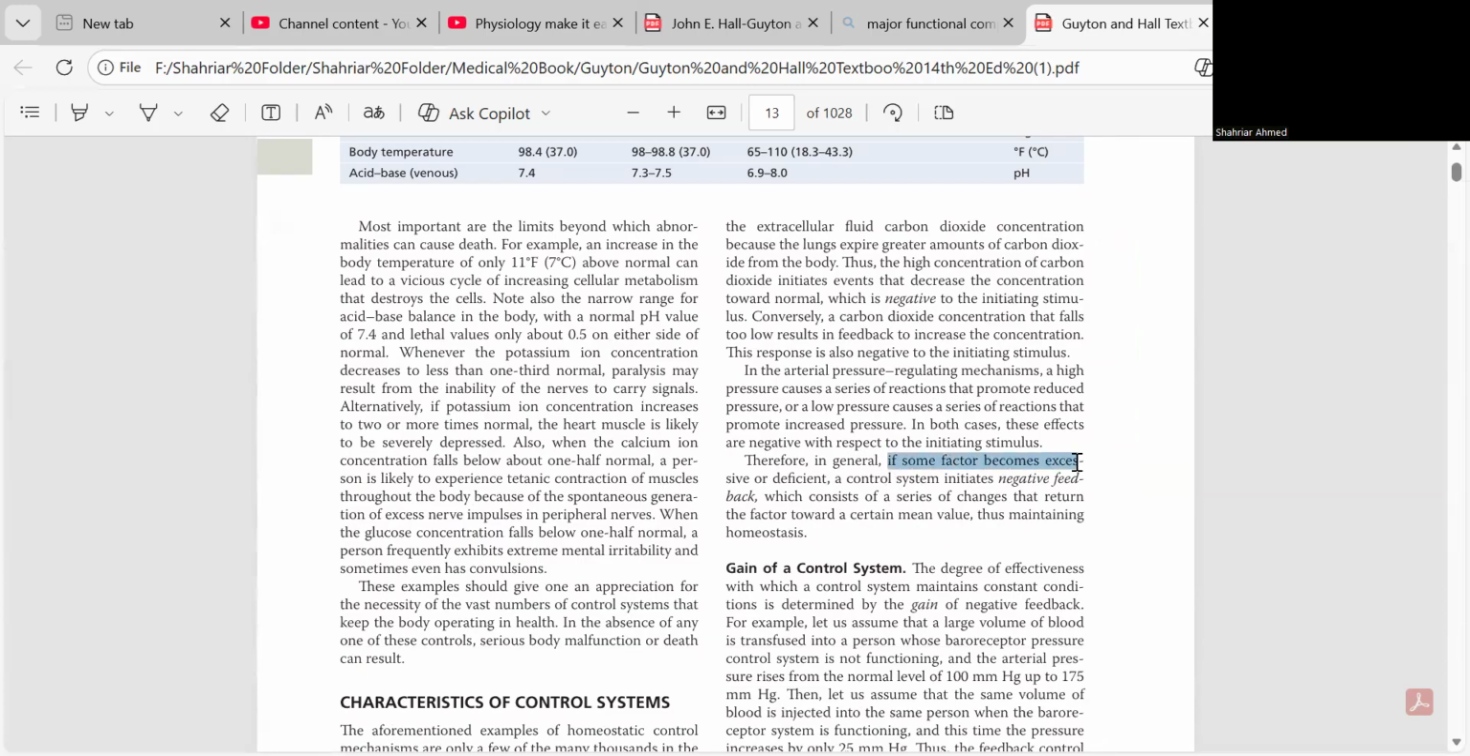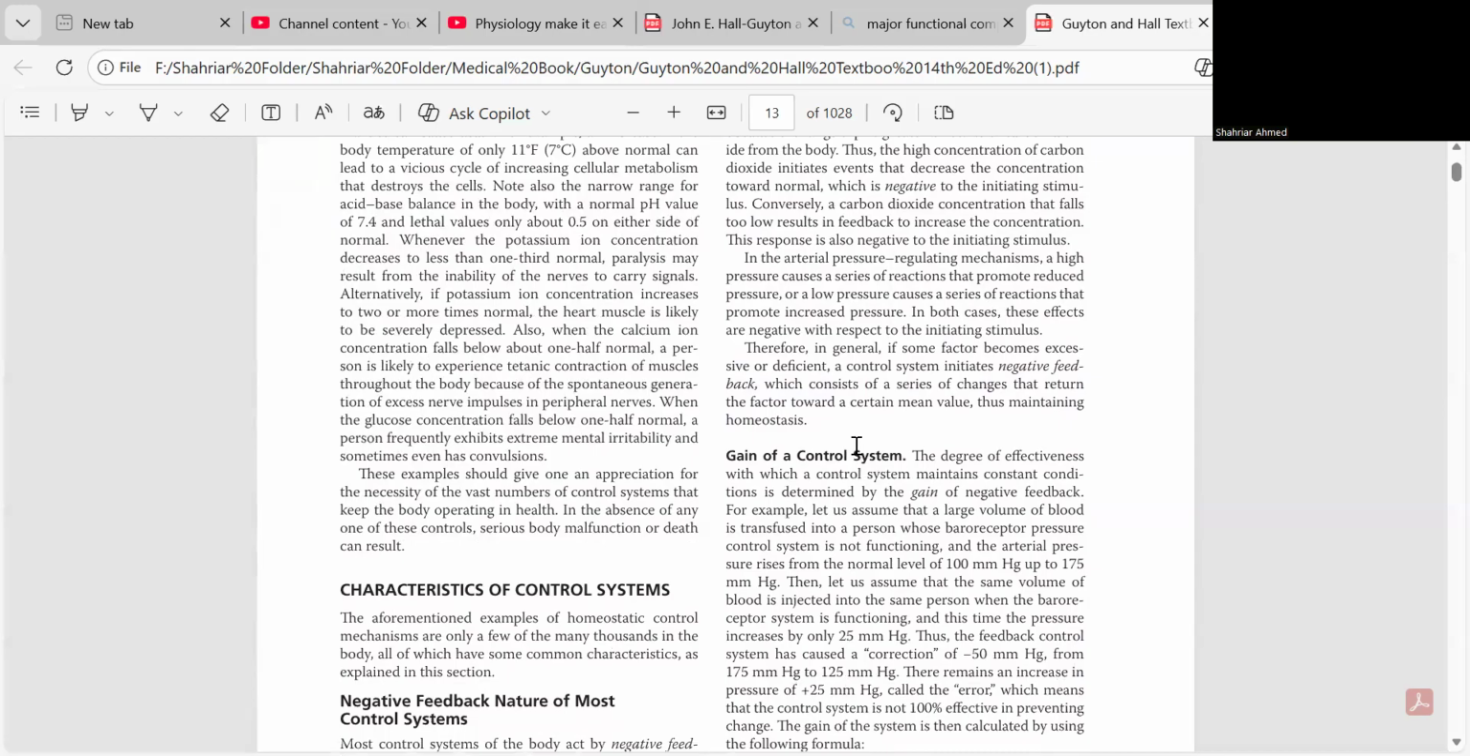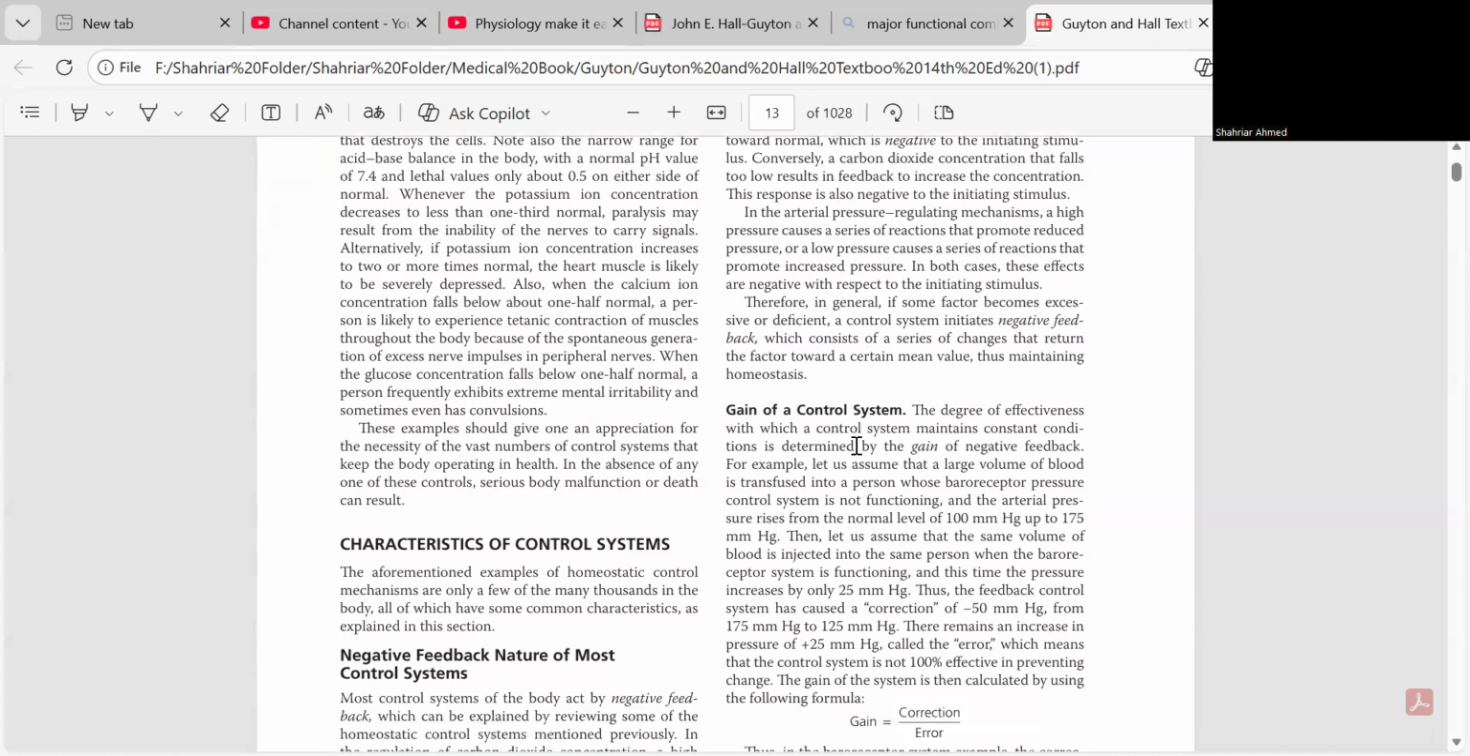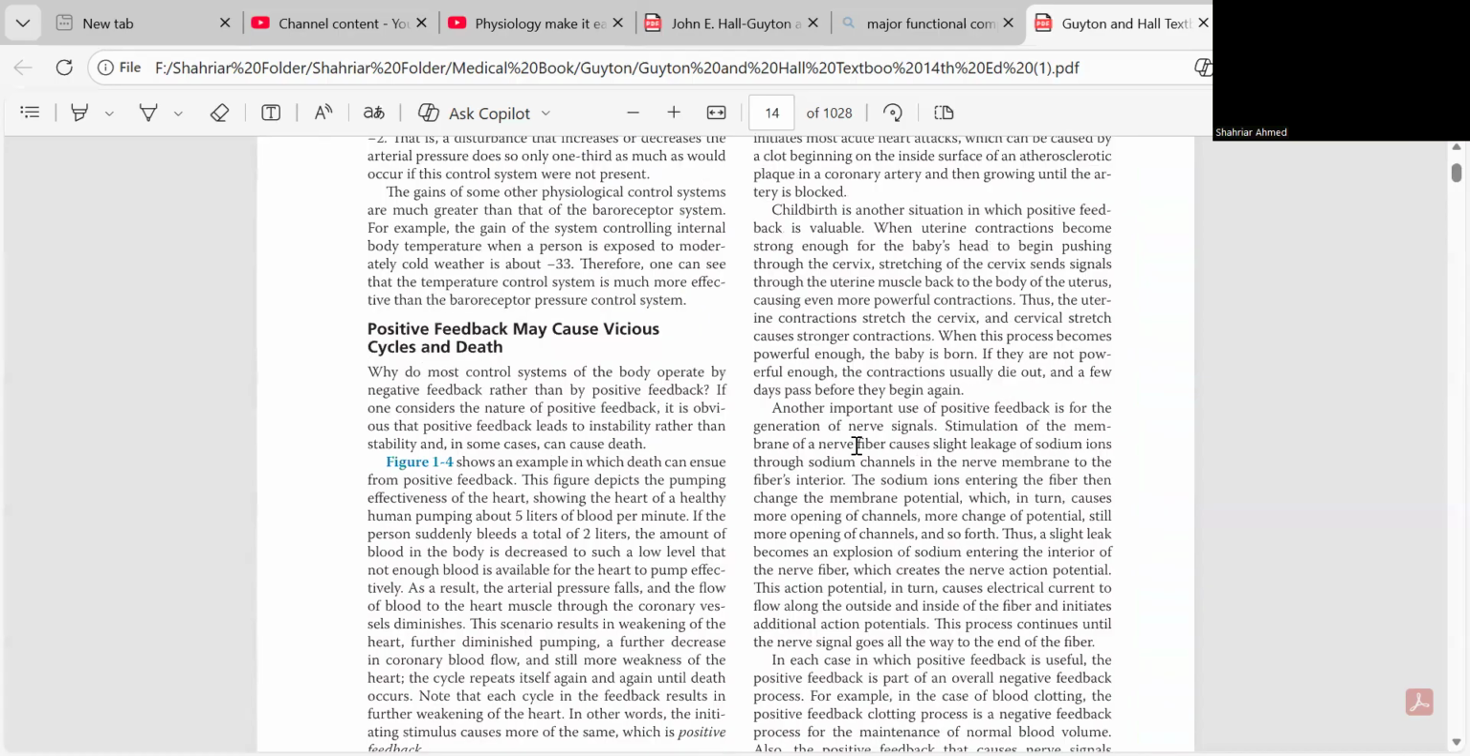If some factor becomes excessive or deficient, a control system initiates negative feedback that consists of a series of changes that return the factor toward a norm, toward a certain mean value, thus maintaining homeostasis. That is, if blood pressure is increased, the negative feedback system will be initiated and will try to bring the blood pressure to the normal range. On the other hand, if it is decreased, the negative feedback system will try to bring the blood pressure to the normal range. What is a positive feedback system?